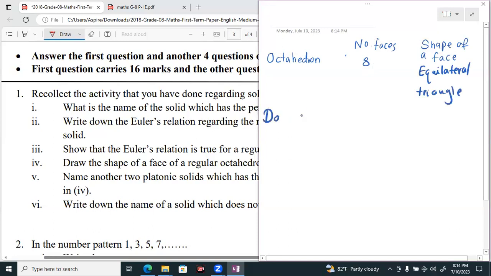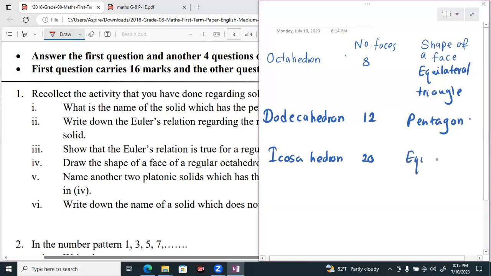Next, dodecahedron. Number of faces 12. Pentagons. Then icosahedron. Number of faces 20. Shape of a face equilateral triangle. Remember this one.